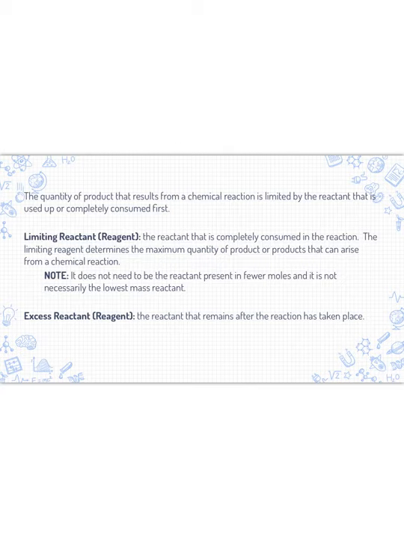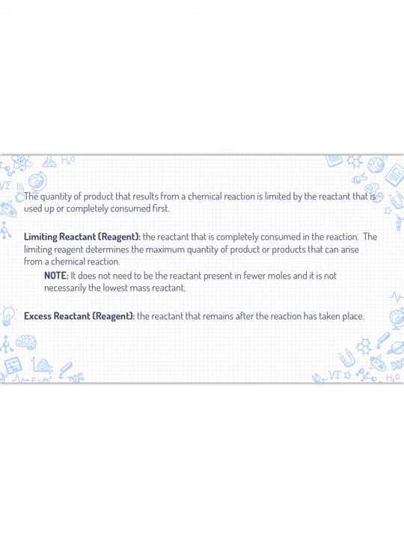Okay, the quantity of product that results from a chemical reaction is limited by the reactant that is used up or completely consumed first. So the limiting reactant or reagent, those two words are interchangeable, is the reactant that is completely consumed in the reaction. The limiting reagent determines the maximum quantity of product or products that can arise from a chemical reaction, kind of like our marshmallows, graham crackers, and chocolate. The graham cracker was completely consumed, and it determined the maximum quantity of products, or s'mores, we could make.